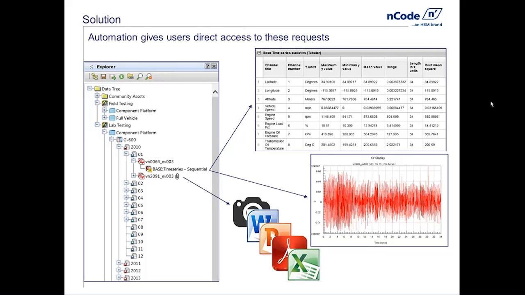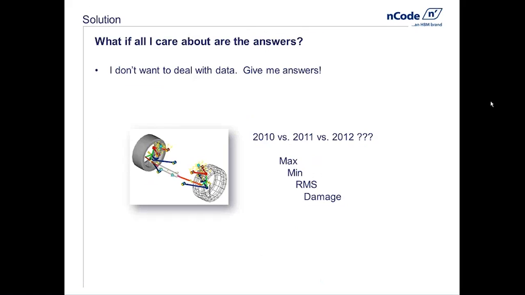So automation gives users direct access to these requests. And again, the nice thing just to keep in mind is if the person who collected that data has left the company or is on vacation, it doesn't matter. This information is all available and stored inside of automation. So that was a good solution.